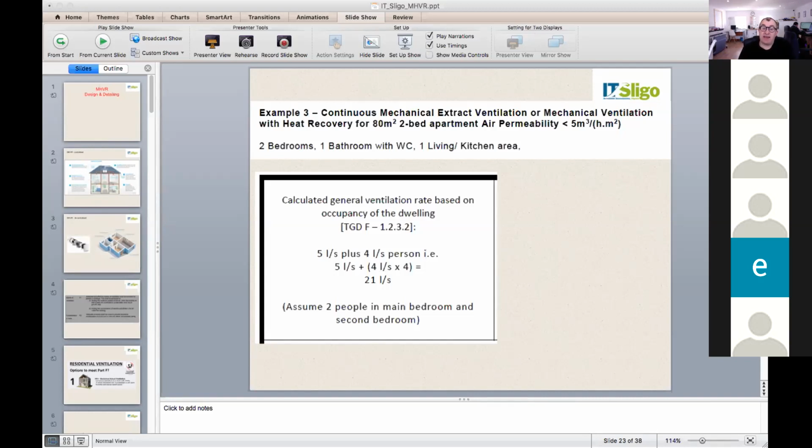We need to provide an adequate and effective means of ventilation for people and buildings so that you limit the moisture content of the air so that it does not contribute to condensation and mold growth. We also need to limit the concentration of harmful pollutants in the air within the building. Two simple things, dead easy.